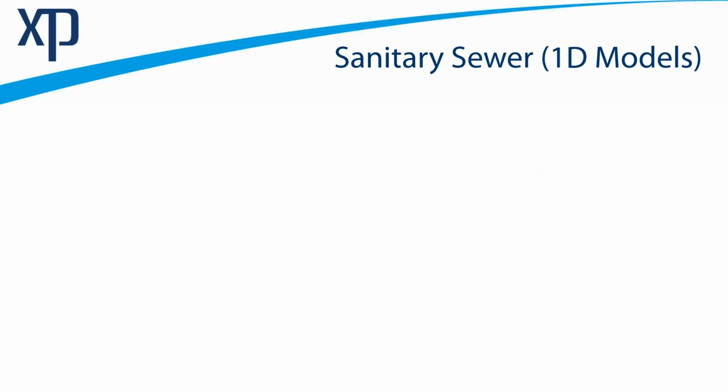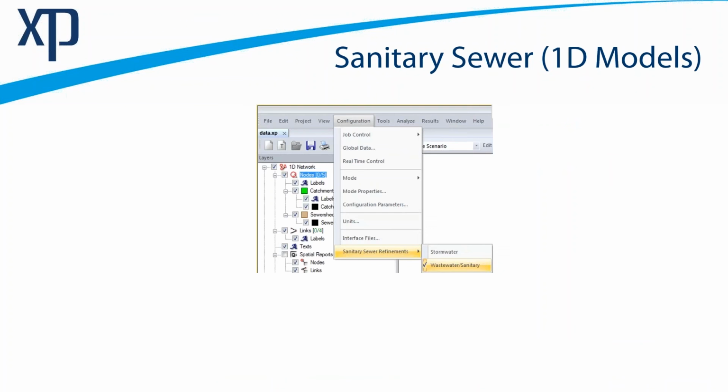Now for the sanitary or 1D modeling configuration in the software, it's under Configuration, Sanitary Sewer Refinements. The two choices are stormwater and wastewater sanitary. The stormwater one really means 1D, 2D stormwater modeling, and the latter means, like it says, wastewater or sanitary, which wouldn't have 2D, but so does some 1D stormwater only model. So perhaps there'll be a new slash here with 1D stormwater.